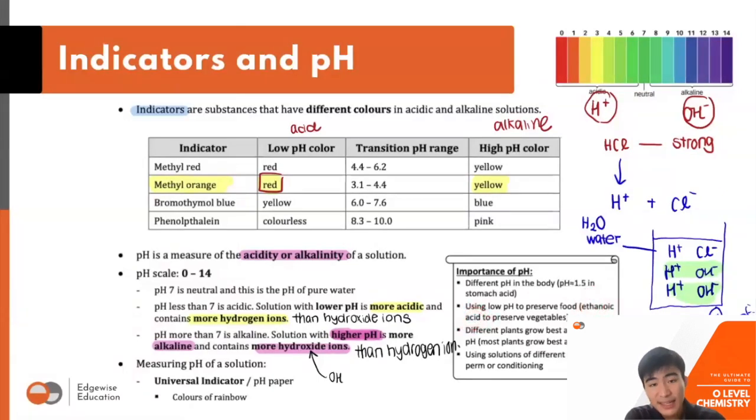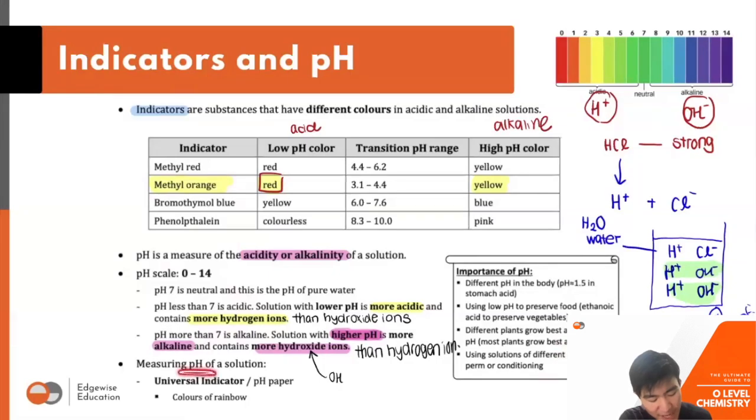Now, there are some plants that can only grow at certain pH levels. And the next one is using solutions of different pH for hair perming or conditioning. So for example, people who like to curl their hair use solutions or chemicals of pH that's very low or very, very high. This is to ensure that the structure of the hair will be able to be altered because of the differences in pH, right? Either stronger acid or stronger base.